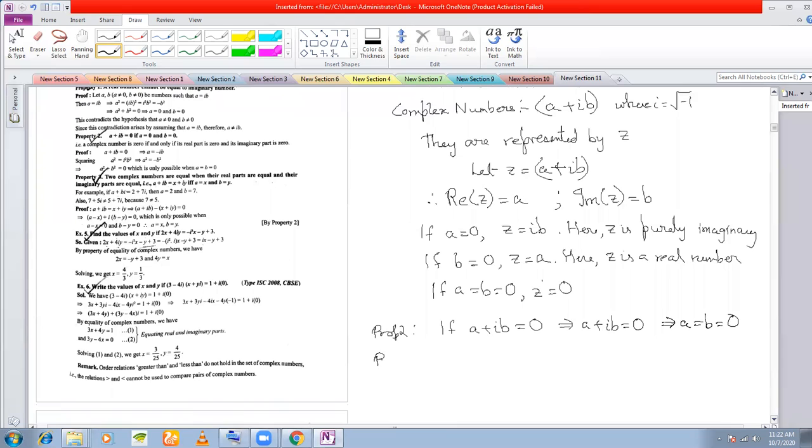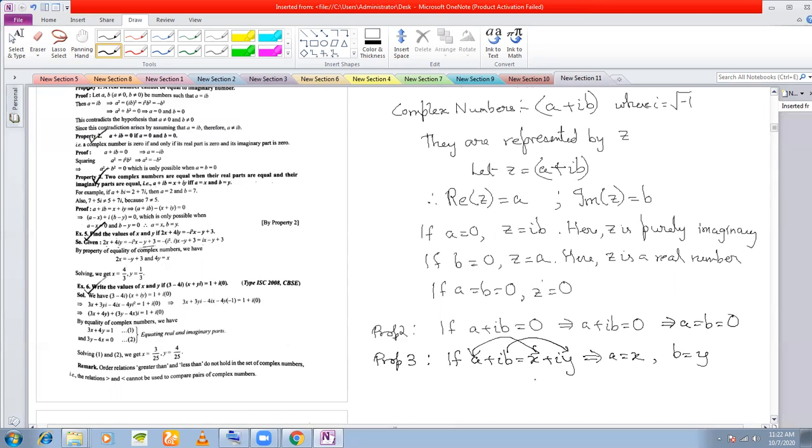Next, property 3. Now, if two complex numbers are equal, suppose a plus ib is the same as x plus iy, then we can equate the real part separately and the imaginary part separately. So a must be equal to x and b must be equal to y. That means the imaginary parts are equal. So if any two complex numbers are equal, then I can equate the imaginary parts and equate the real parts.